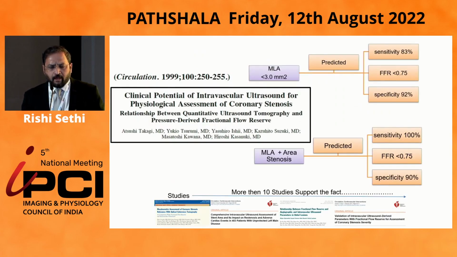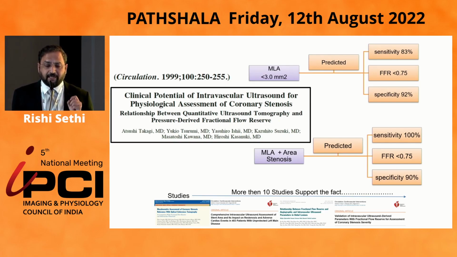So meta-analyses have also found the same kind of things, but this was a very good landmark paper, and sometimes I feel that the first paper that answers a fundamental question turns out to be the most elegant of the lot, and this was way back in 1999 when Dr. Takagi tried to show that MLA of less than 3 predicted an FFR of less than 0.75 with a sensitivity of 83% and specificity of 92%. But when you combine MLA with area stenosis, the predictability became nearly 100% sensitivity and specificity of more than 90%.